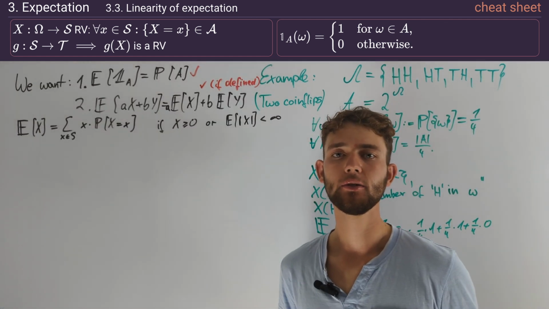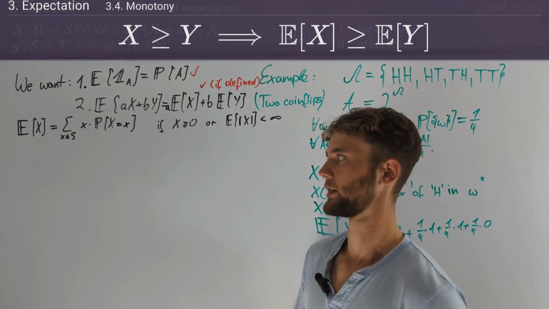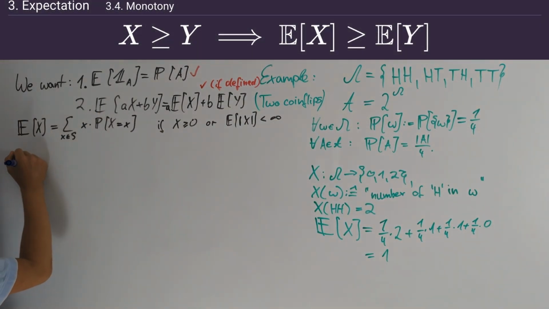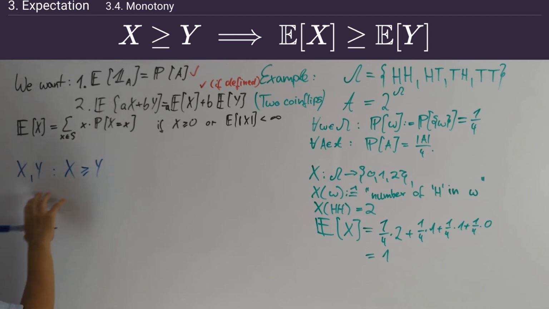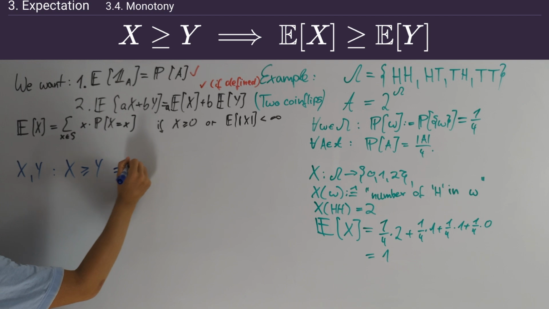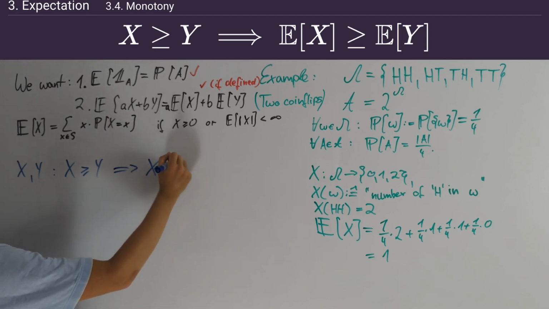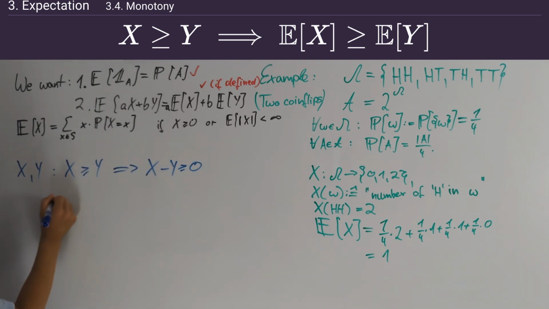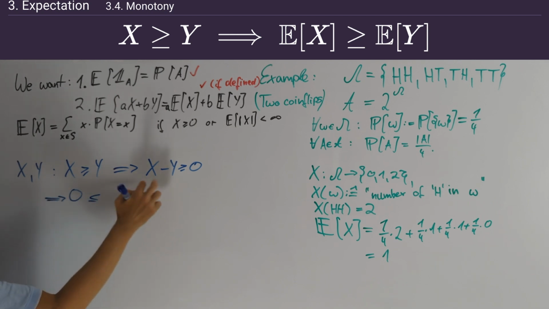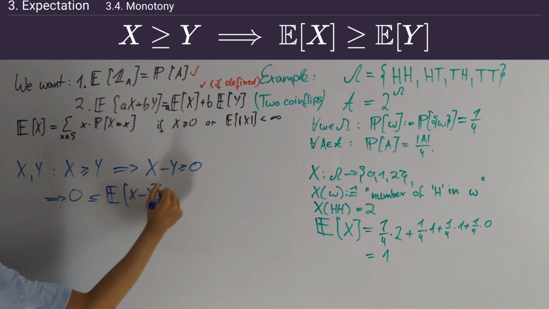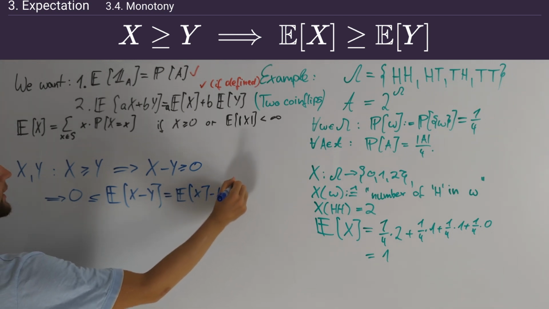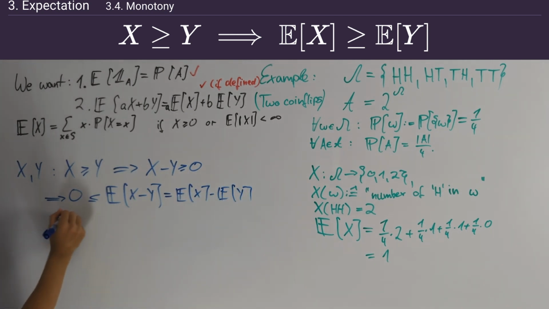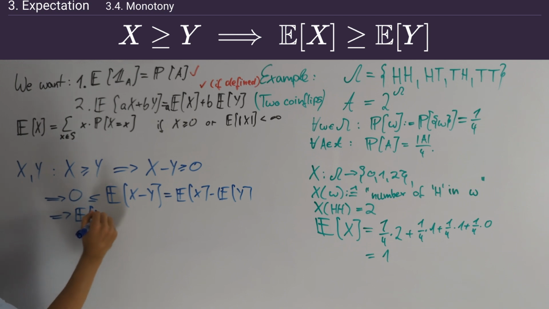Now we can easily deduce that the expectation is monotonous in the following sense. If we take any two random variables X, Y, such that X is greater than or equal to Y and their expectations are defined, then we have that the random variable defined by X minus Y is greater than or equal to 0. Therefore, by definition of expectation, its expectation must also be greater than or equal to 0. But now we can rewrite this as the expectation of X minus the expectation of Y to finally conclude that the expectation of X is greater than or equal to the expectation of Y.